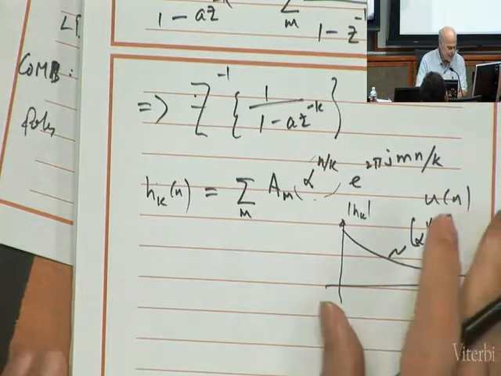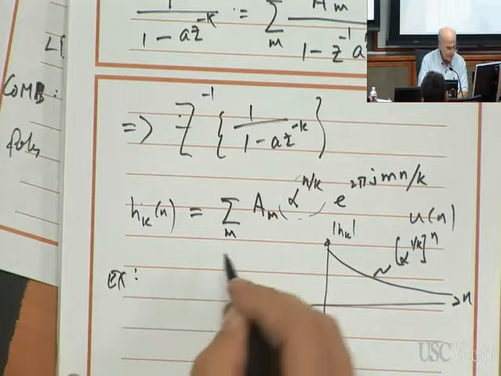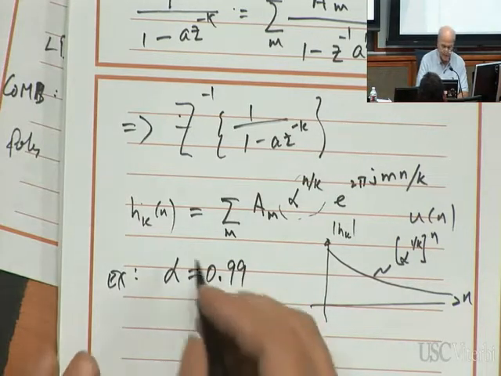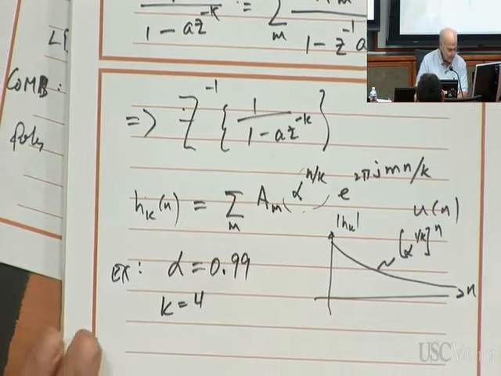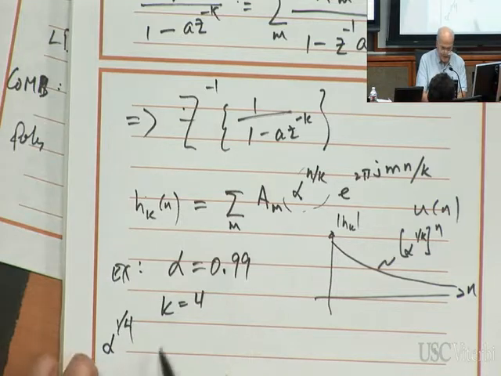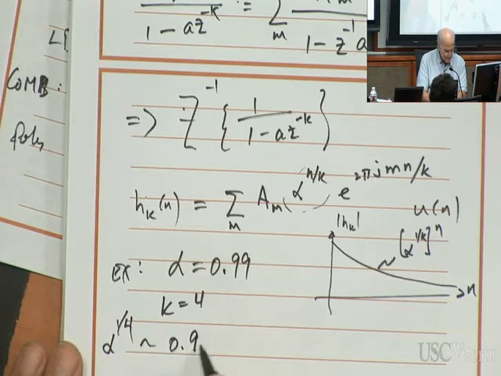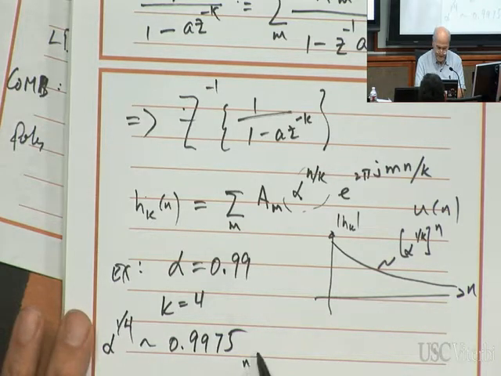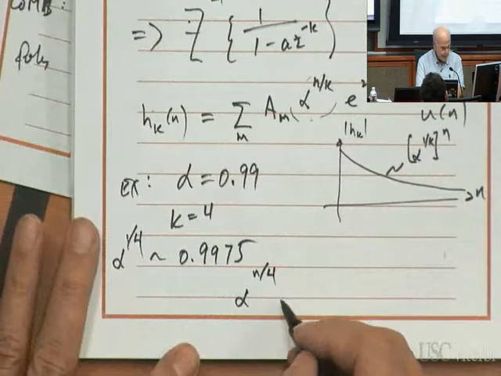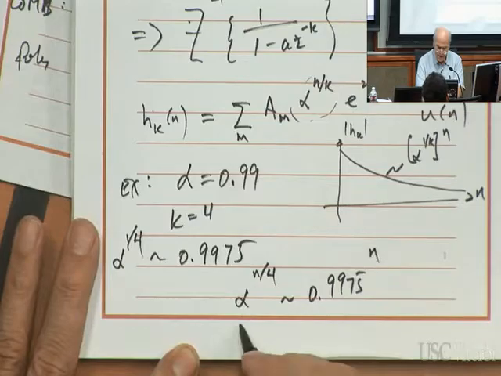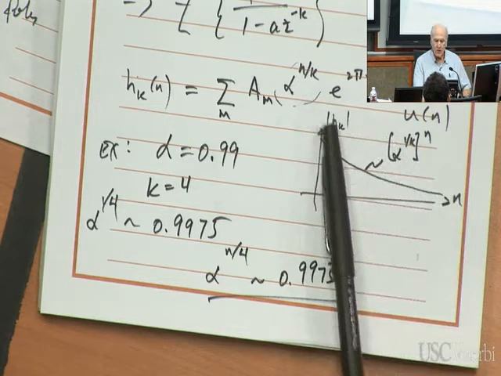So let's take an example so you can see. Just a simple numerical example. Suppose alpha were 0.99, and let's suppose k equals 4. Well, then what is alpha to the 1/4? It turns out that's like 0.9975. So alpha to the n over 4 is like 0.9975 to the nth power, see? So if that were the example, all of these exponentials are the same, and they all decay like this.